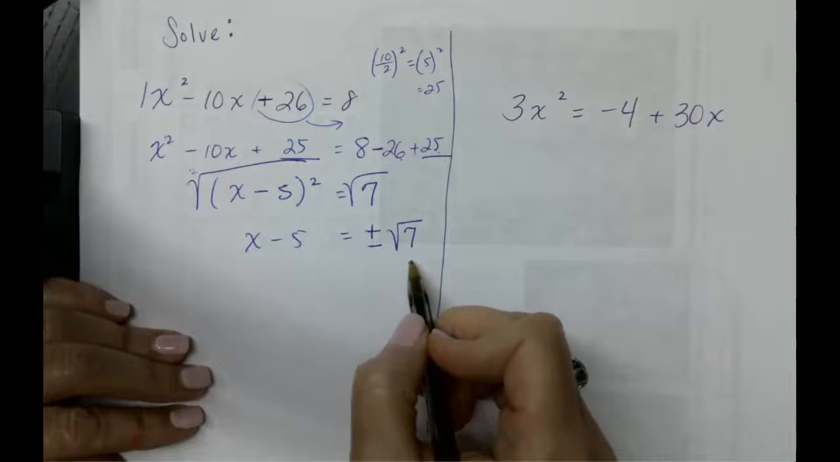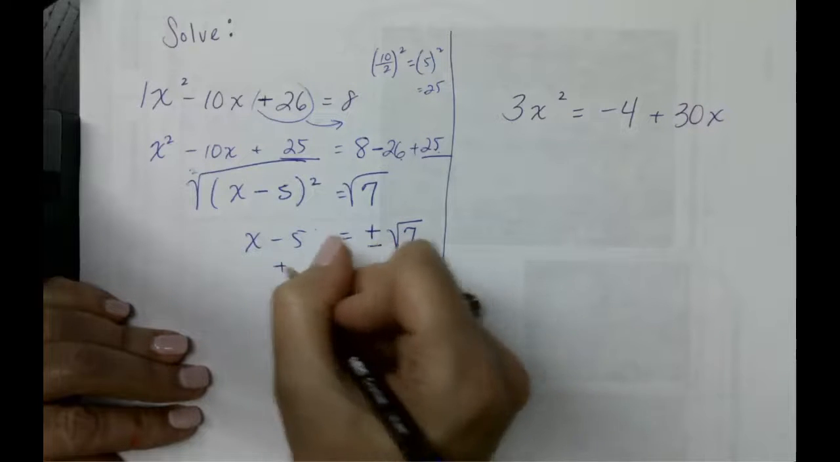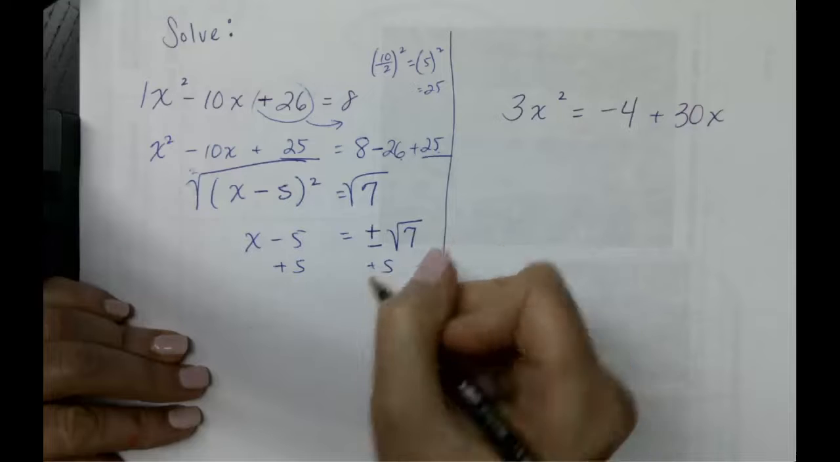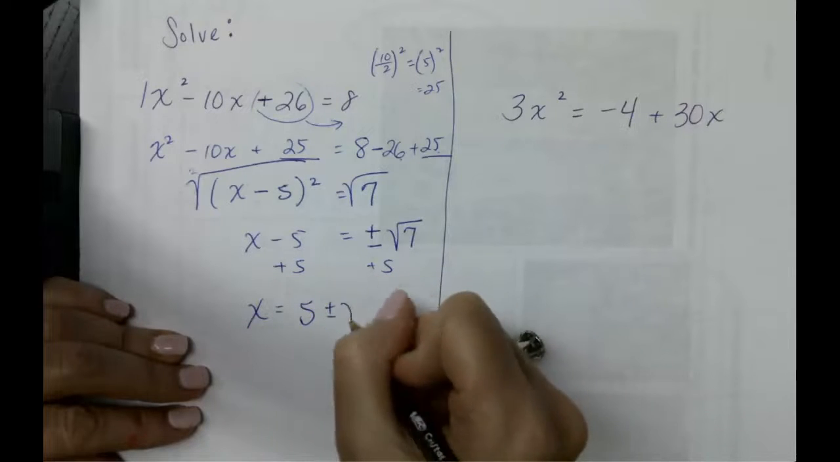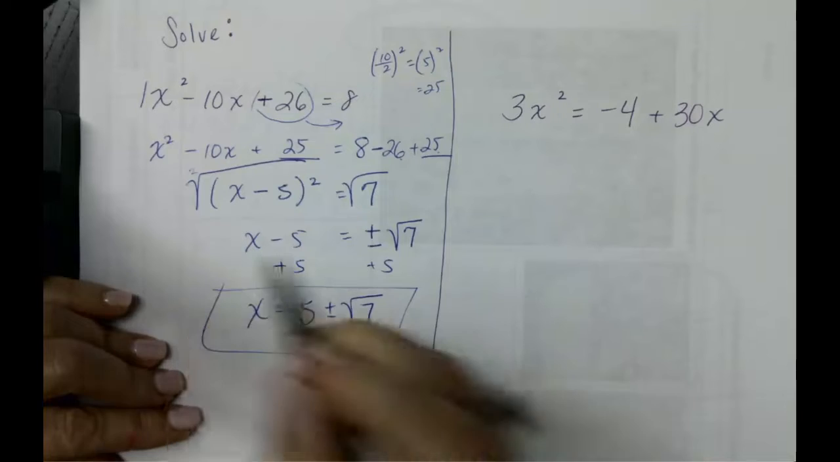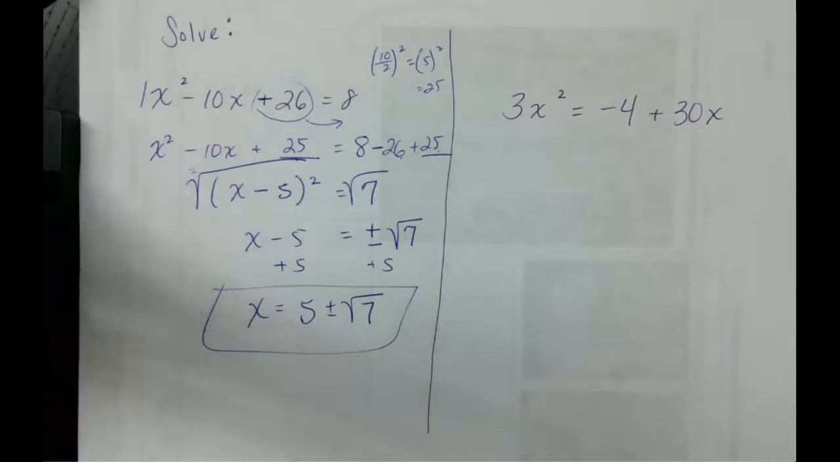Root 7 cannot be simplified, so it just stays. Plus 5, plus 5. x equals 5 plus or minus root 7. So that is our solution set.